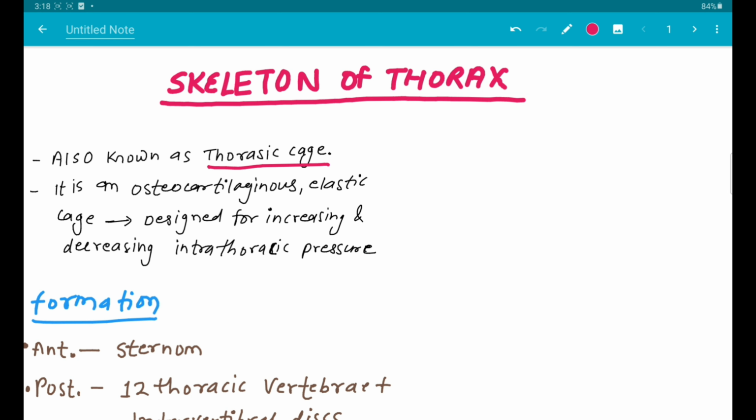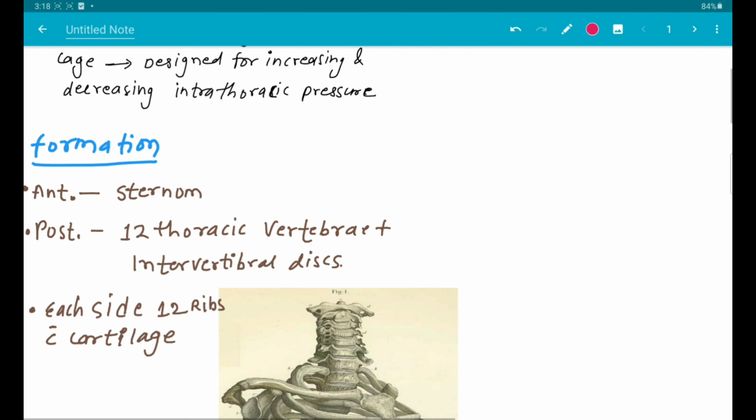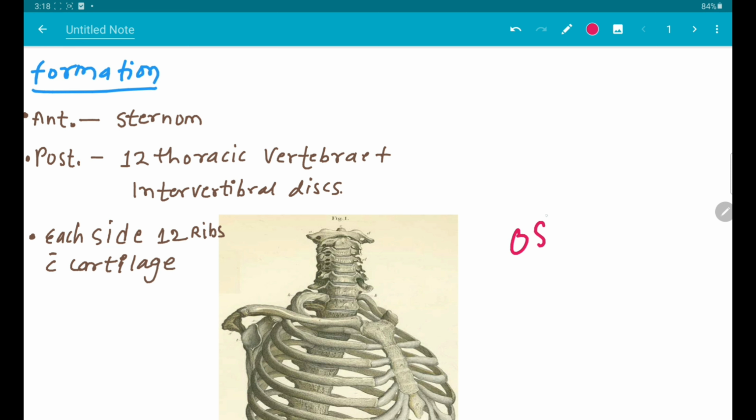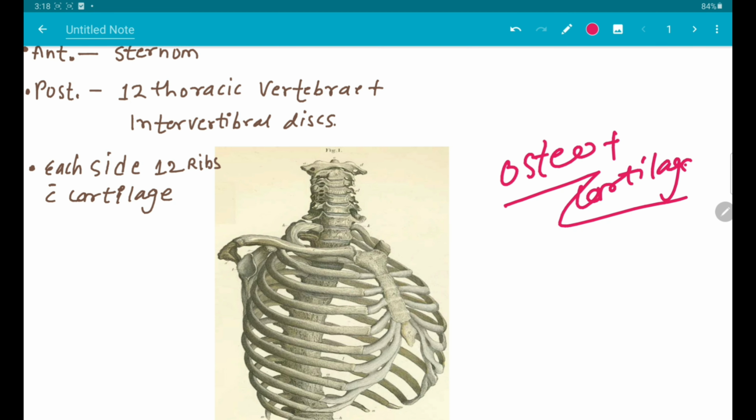It is also osteocartilaginous and elastic. Why is it osteocartilaginous? It becomes two words, osteo plus cartilage. Osteo means bone. Ribs are bone, and this part is made up of cartilage, so it is osteocartilaginous. That is why it can expand from its normal position, then come back to its original position. It has the property of elasticity.